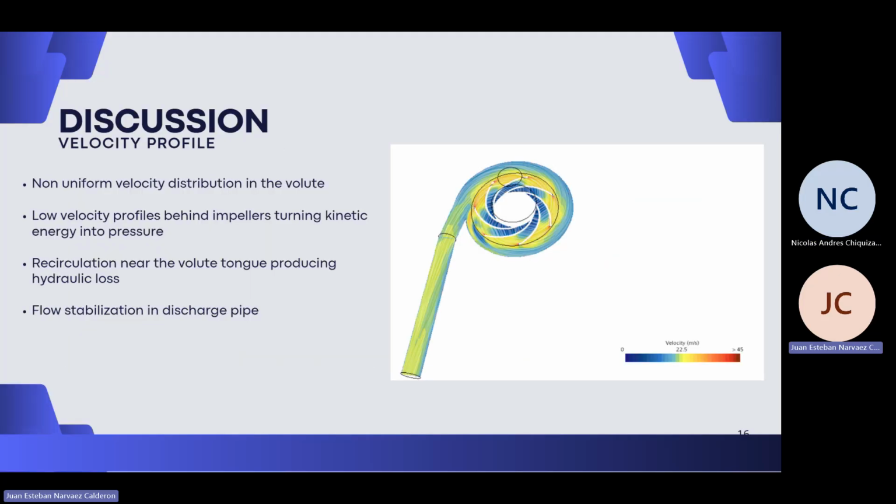For the velocity profile, we can see the fluid going in the direction it's supposed to, rotating around the impeller, going out the volute. However, it is non-uniform in the tongue, producing hydraulic loss. Also, one can see the low velocity profiles on the backs of the impellers, which can turn kinetic energy into pressure, which will be discussed further. However, the flow of the water stabilizes in the discharge pipe.